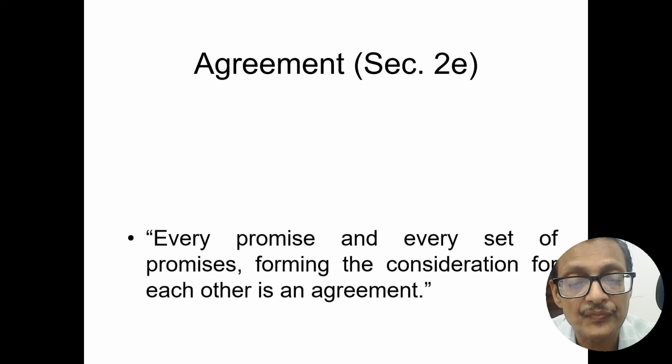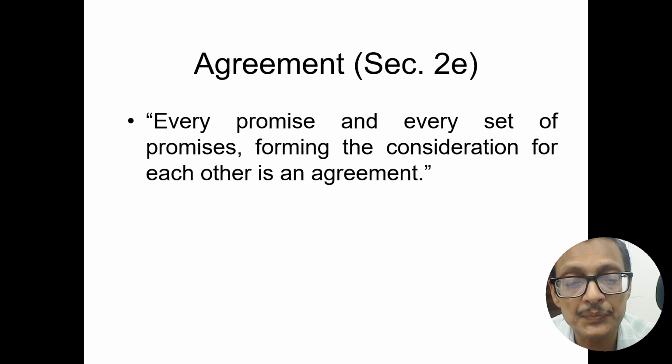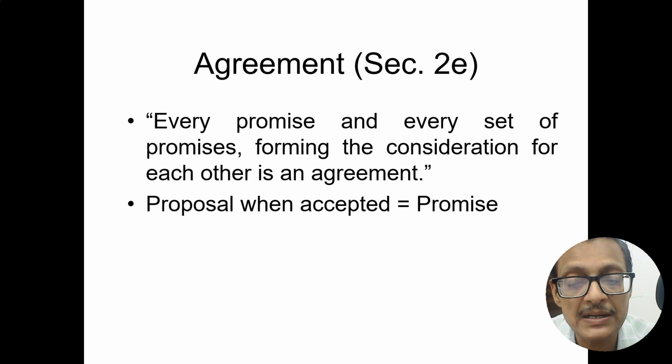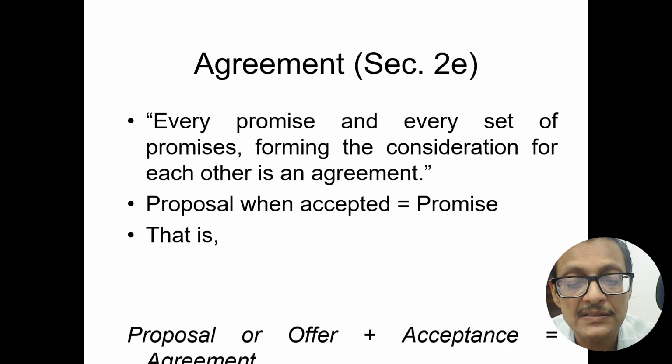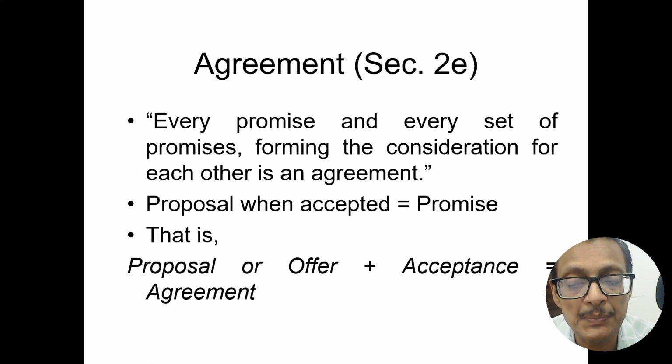Now you come to the first concept of the contract, that is agreement, section 2(e). Every promise and every set of promises forming the consideration for each other is an agreement. Proposal, when accepted, is a promise. That is, proposal or offer plus acceptance equals agreement. So when you talk about an agreement, there has to be a promise. When the proposal or offer is accepted, there is a promise, right? And then it equals an agreement.